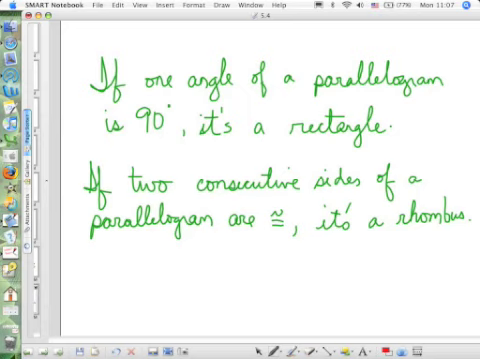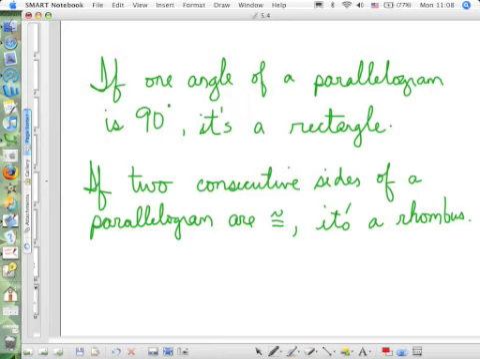Also, if two consecutive sides of a parallelogram, consecutive meaning one right next to the other, are congruent, it's a rhombus. Because opposite sides of a parallelogram are congruent, aren't they? So if the two right next to each other are equal, then so are the others. That doesn't necessarily mean it's a square. All you know is you have 4 equal sides. It's a rhombus.